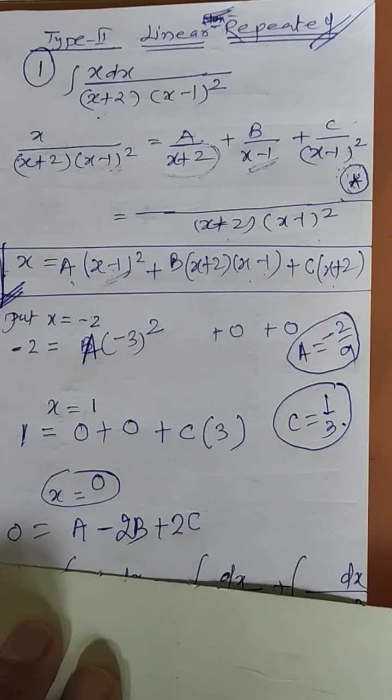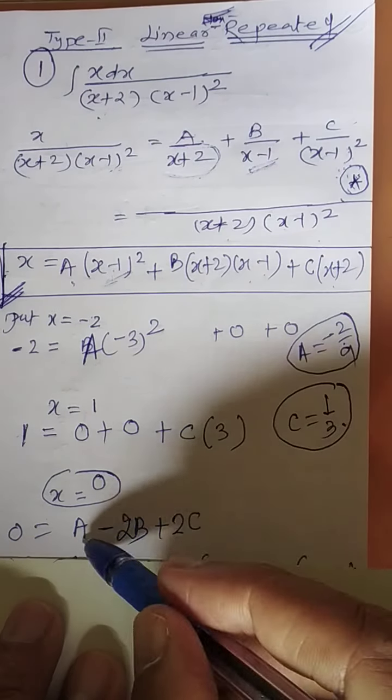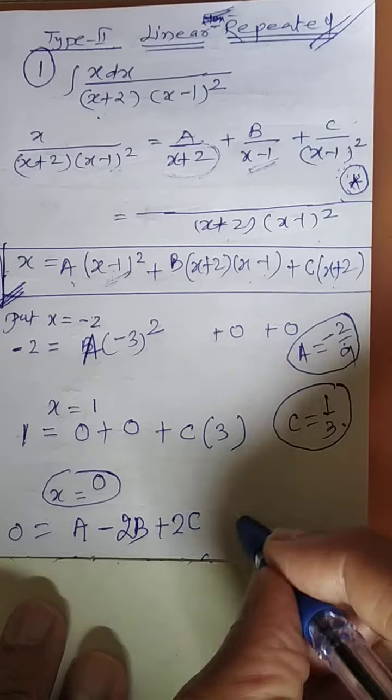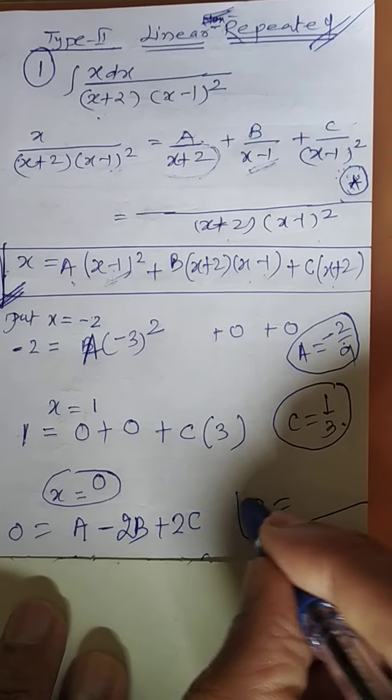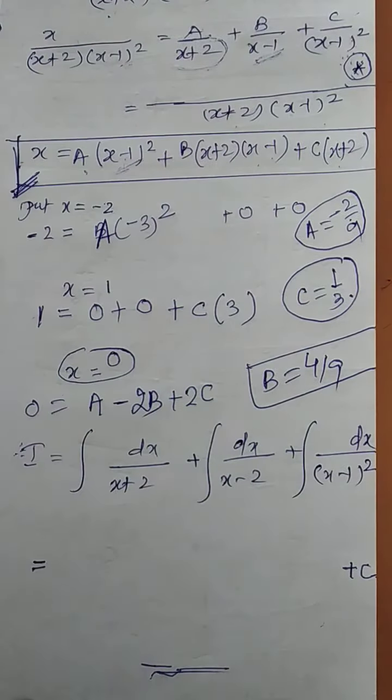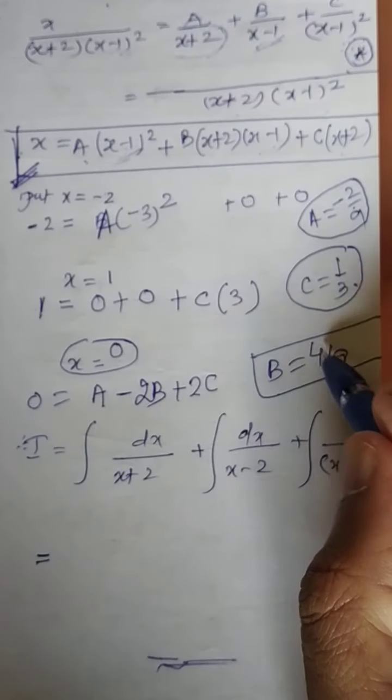Now the task I am giving. A is known to you. Replace A over here. Replace C over here. And tell me what is the value of B is coming. So if you make the replacement, the value of B is coming 4 by 9.